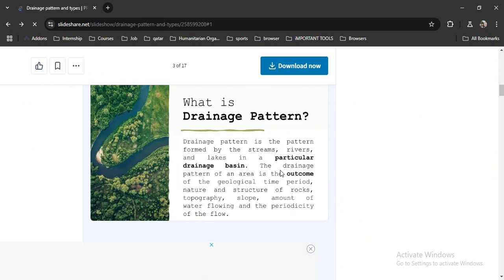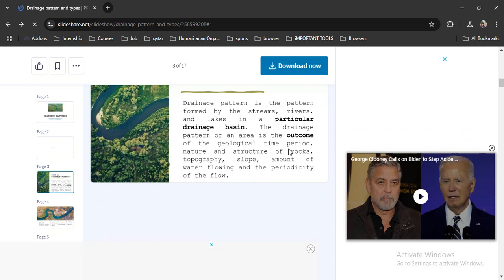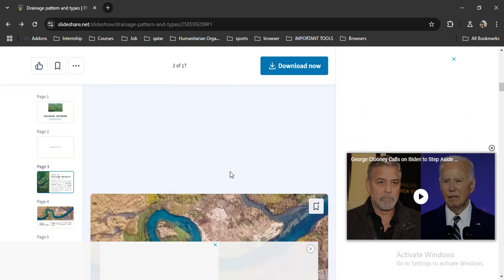So what is drainage pattern? Drainage pattern is the pattern formed by the streams, rivers and lakes in a particular drainage basin. Drainage pattern হচ্ছে এমন একটা pattern by the stream, rivers, নদী নালা, lakes in a particular drainage basin, কোনো একটা river basin. The drainage pattern of an area is the outcome of the geological time period. এটা হচ্ছে একটা জিওলজিক্যাল টাইম পিরিয়ডের আউটকাম, nature and structure of rocks, topography, slope, amount of water flowing, and the periodicity of the flow.